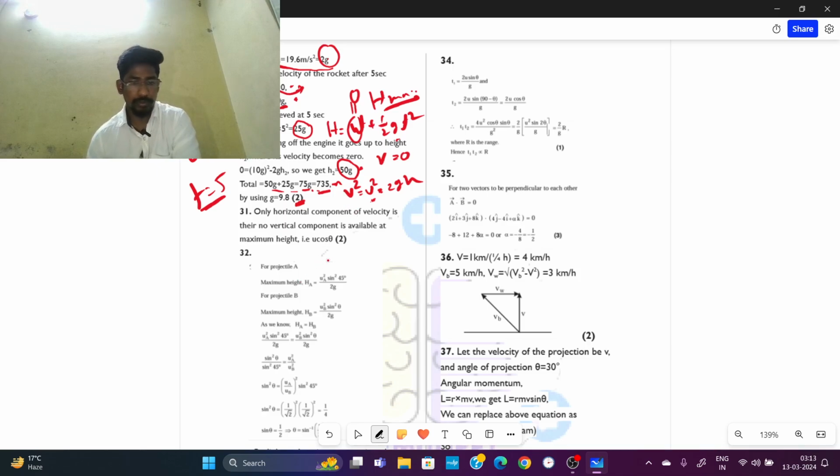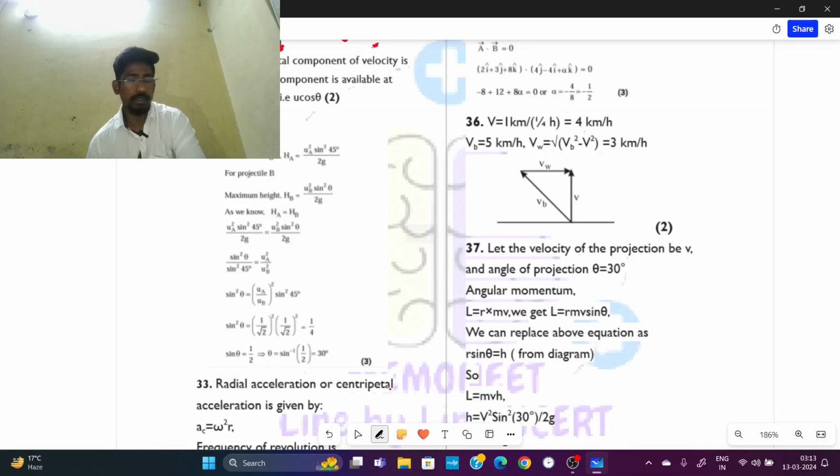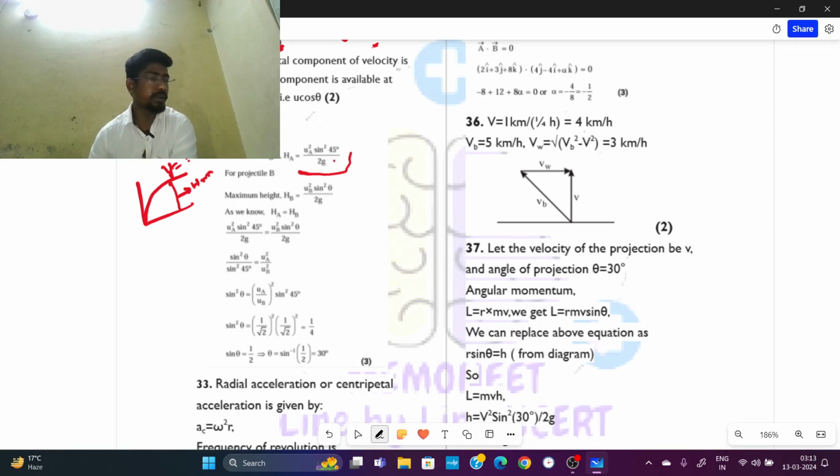In a projectile motion, the velocity at the maximum height. If we draw the projectile motion, and this is the maximum height, h max, here you have to calculate the value of v. How to calculate it? The maximum height in projectile motion is given by the formula u square sin square 45 degree by 2g, right?